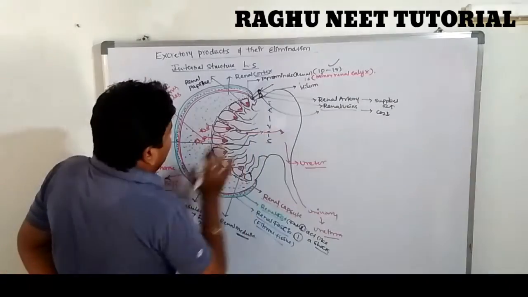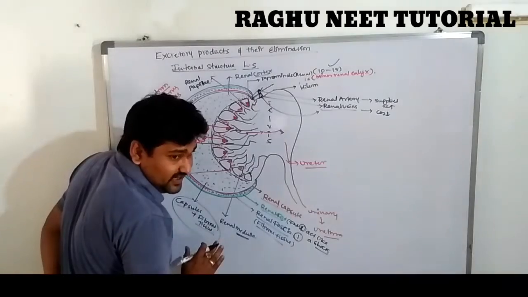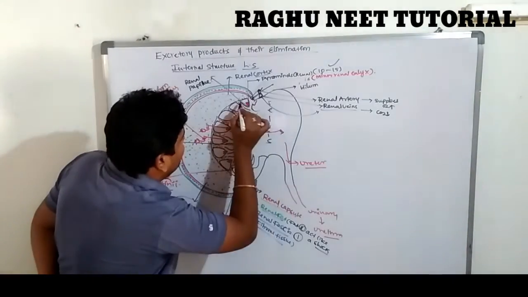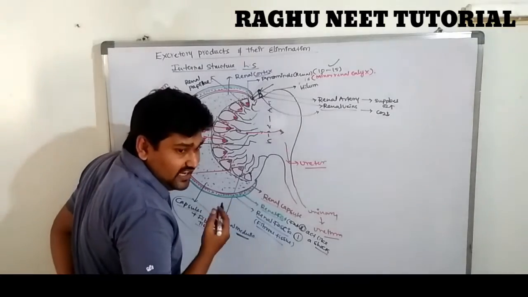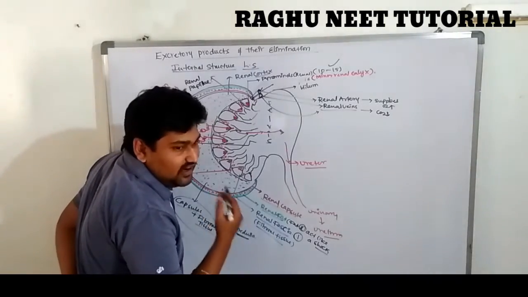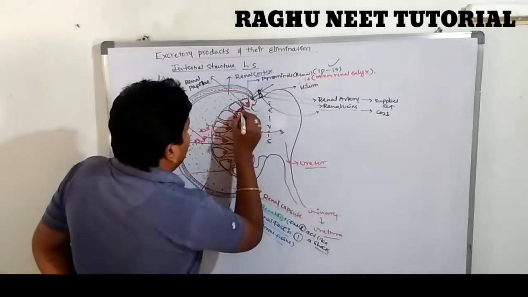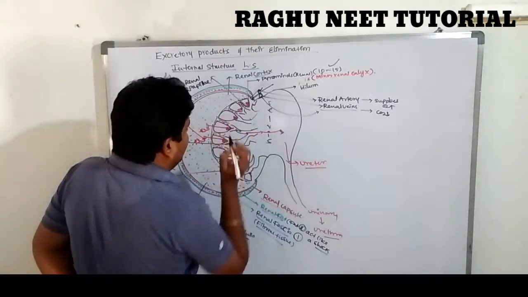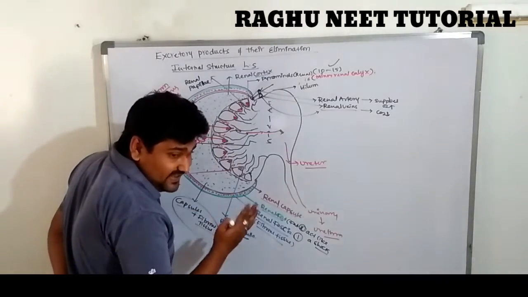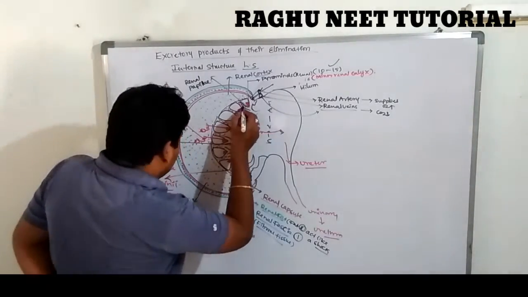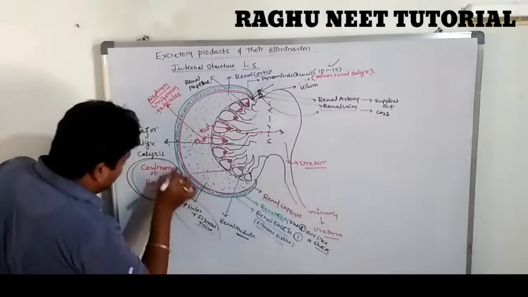In between two pyramids, the space is occupied by the renal cortex on the inner side of the kidney. Two pyramids are completely separated by renal cortex. This extension of the renal cortex is called the columna of Bertini. They ask this in examination for 2 marks: what is the columna of Bertini?